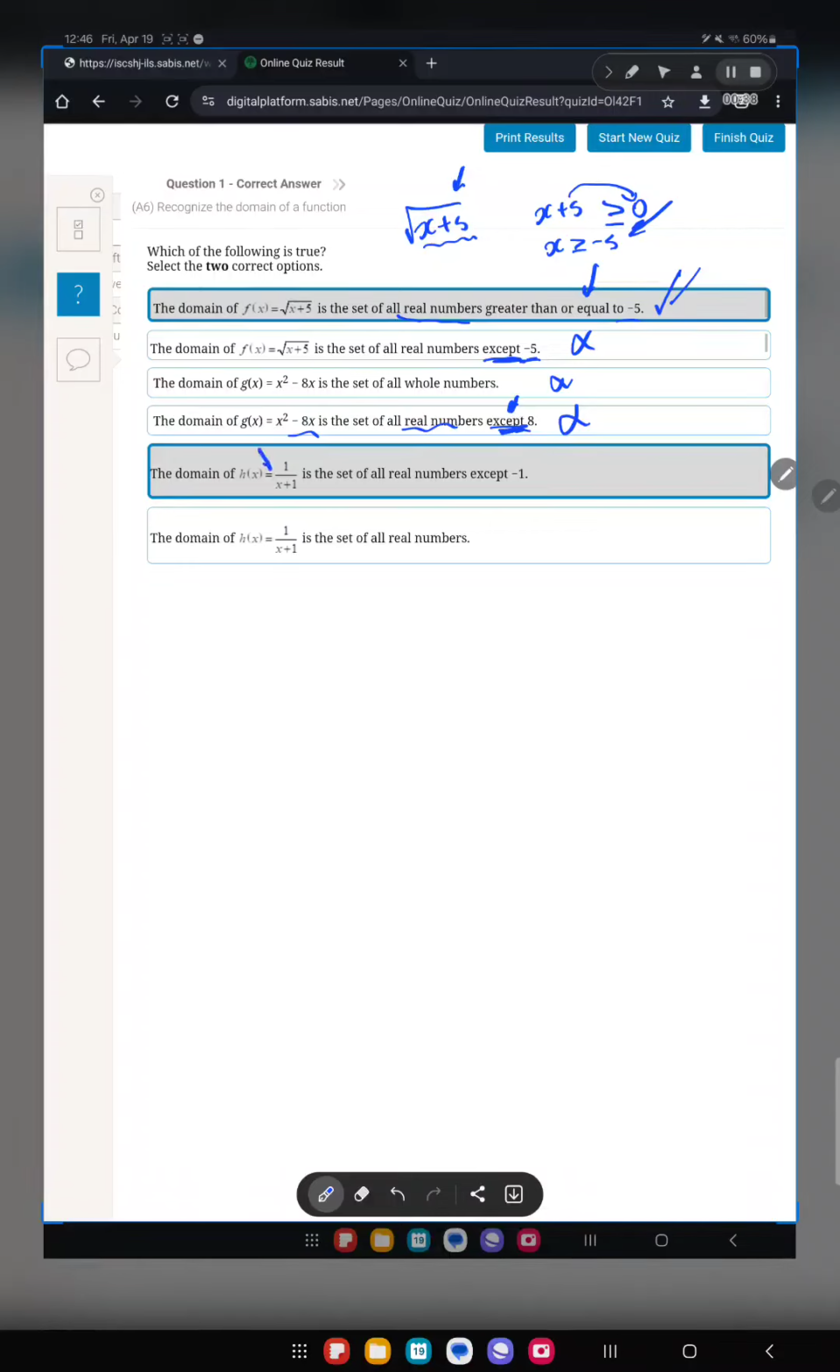The domain of h of x equals 1 over x plus 1 is a set of all real numbers except minus 1. That's correct, because 1 over x plus 1 has a denominator, and the denominator cannot equal 0. So you take 1 to the other side, and it will be x does not equal minus 1. So all numbers except minus 1. The domain of h of x is all real numbers? Obviously wrong, because we said it has a restriction, minus 1.